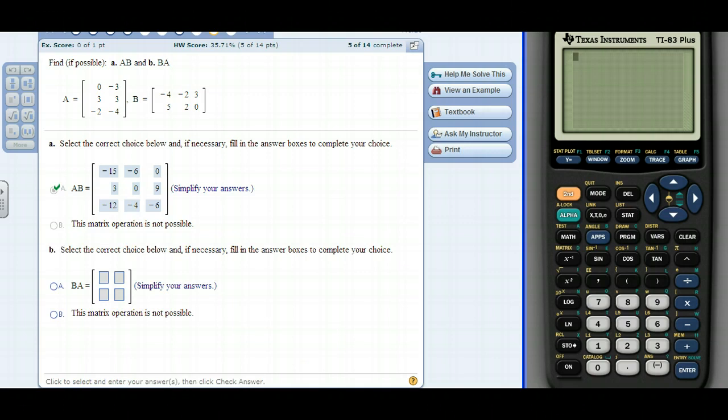Alright, now B times A, just again, make sure you get it in that right order. B has to come first, and then A. So negative 12, negative 6, 6, negative 9.